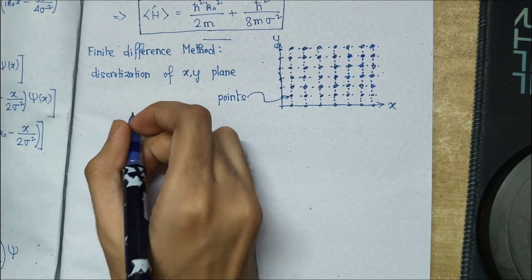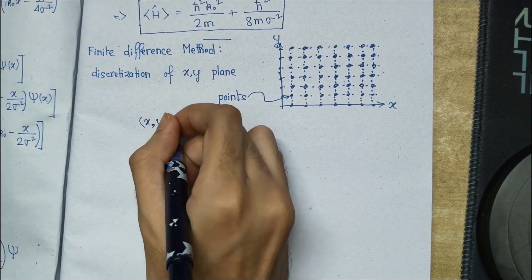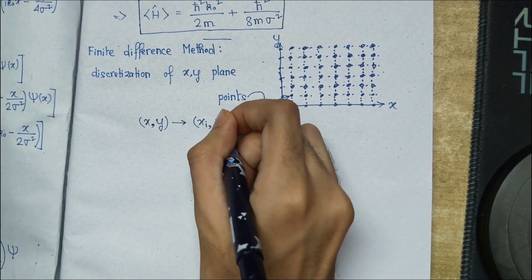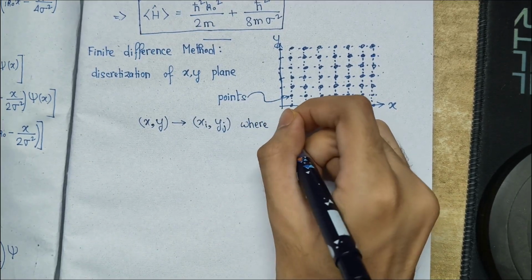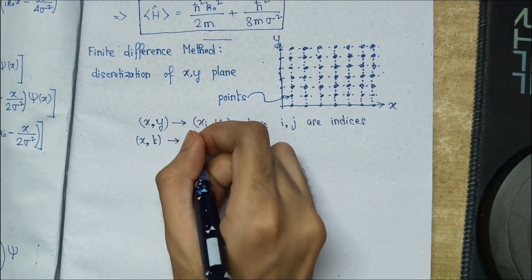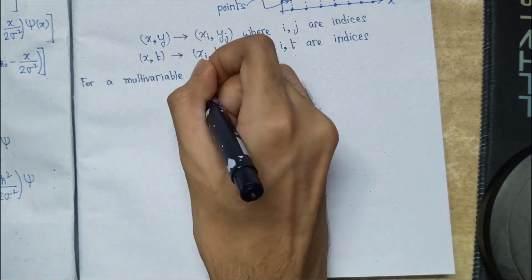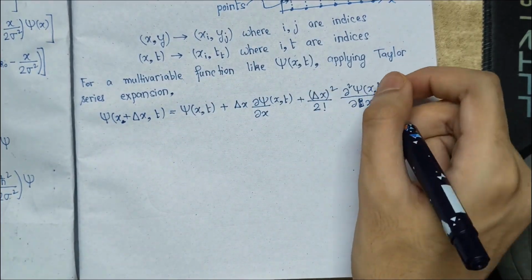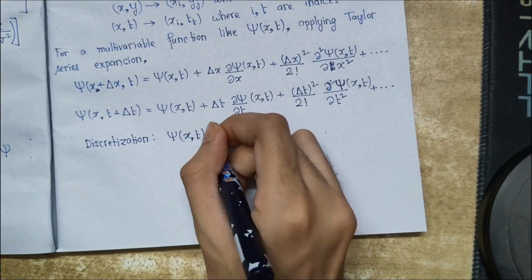As I told you before, the xy plane is broken into several discrete points on an imaginary grid. So the x and y coordinates on that grid can be represented as an ordered pair of integers xi, yj, where i and j are indices. The same type of discretization will hold even if one of the variables is time. We will divide time into discrete timestamps. For a multivariable function, psi of x, t, we can apply the Taylor series expansion and use the discretization method to arrive at the following.